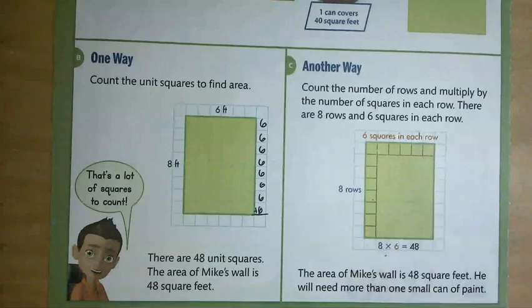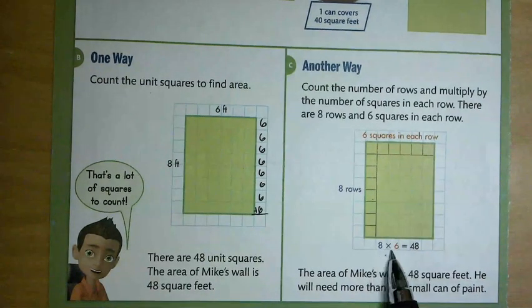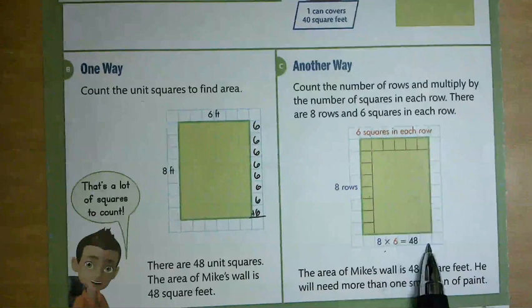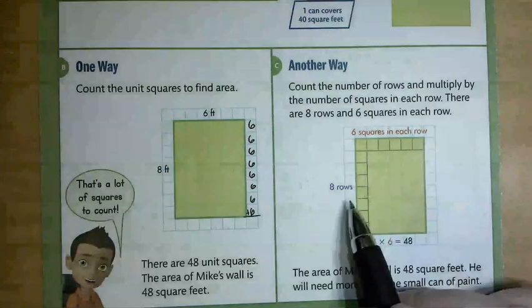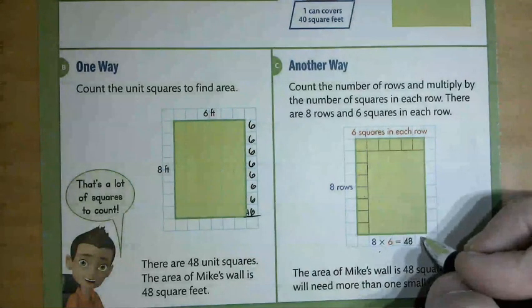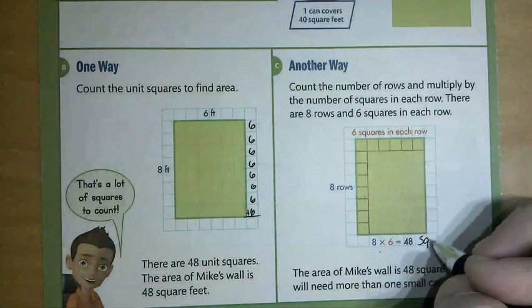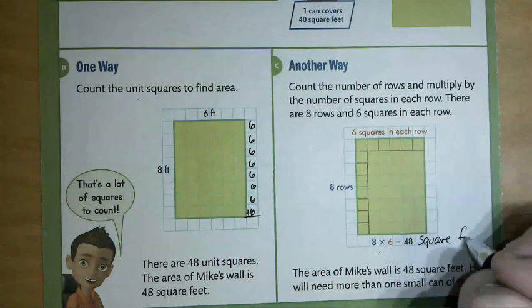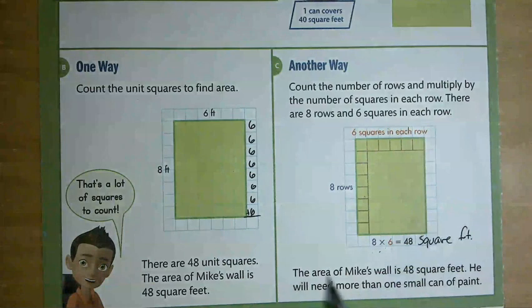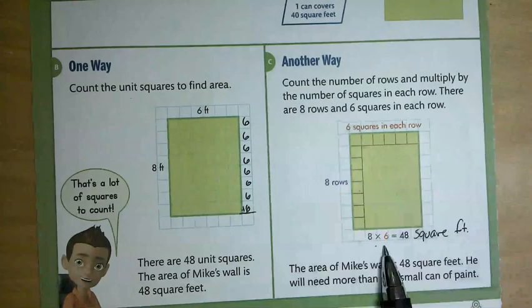All right. So if that's the case, what is 8 times 6? Well, 8 times 6 is 48. And remember, we're talking about what? We're talking about square feet. So we got to write square feet. All right. The area of his wall is 48 square feet.